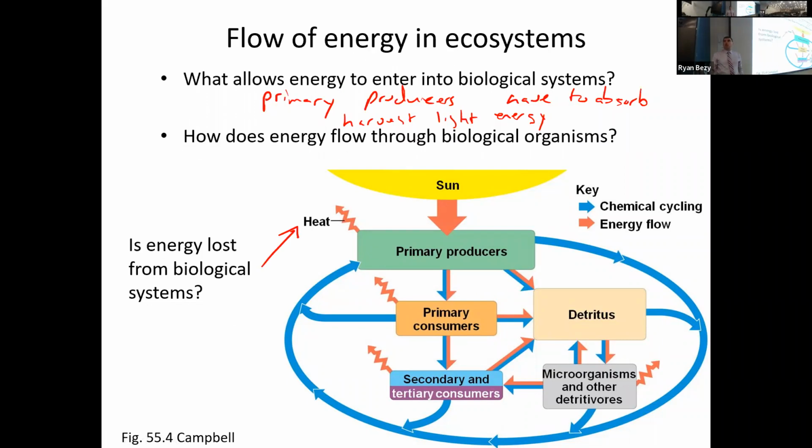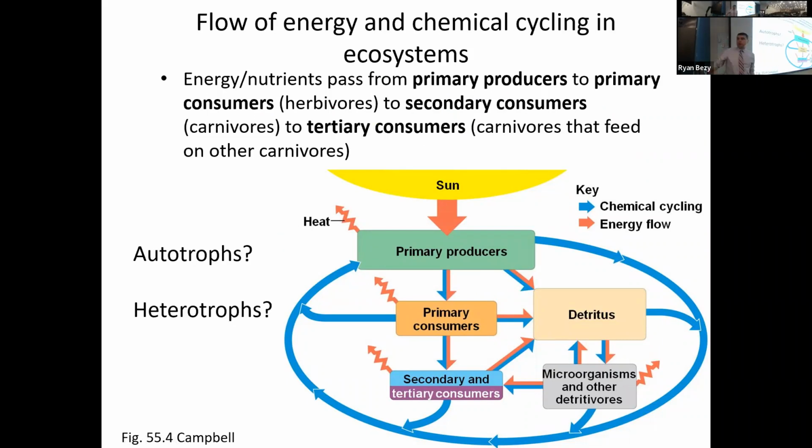All right, so like I said, you're going to get sick of me doing this one. Energy and nutrients pass from primary producers to primary consumers, the herbivores. This is then passed to secondary consumers, carnivores, and to tertiary consumers. These are carnivores that feed on other carnivores, and sometimes all the way up to quaternary consumers, although that's usually the limit on trophic levels.